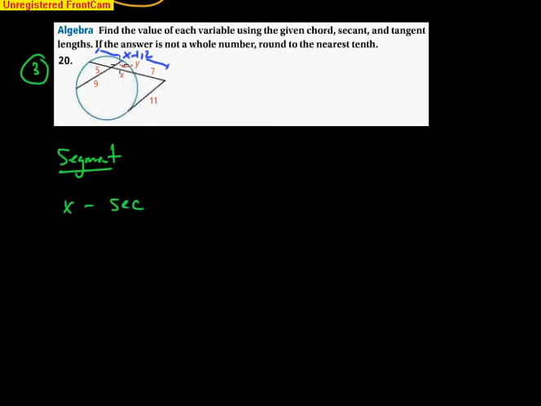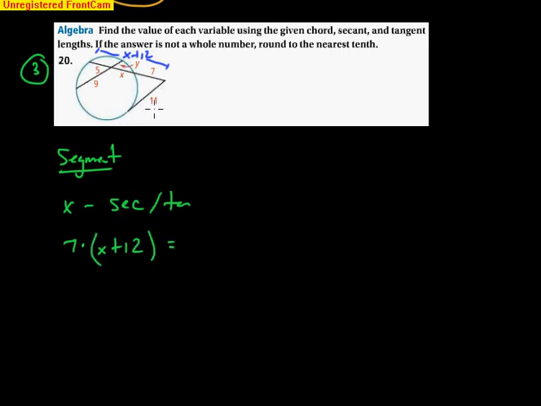And then this is a chord. That's not one of the combinations, secant chord. And this is a tangent. That's a combination. So we're going to use secant tangent. Okay. So how do we do this? Well, for a secant, it's the outside part, 7, times the whole, x plus 12. And make sure you put that x plus 12 in parentheses.